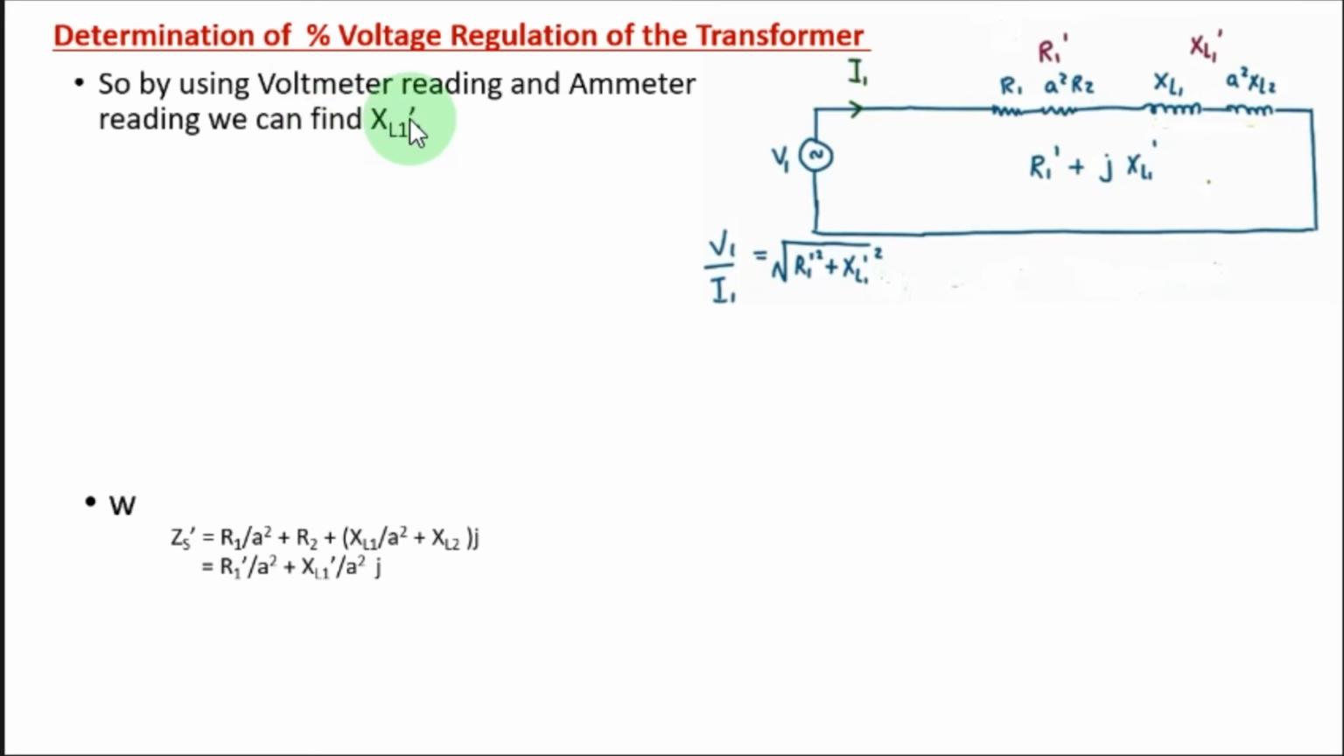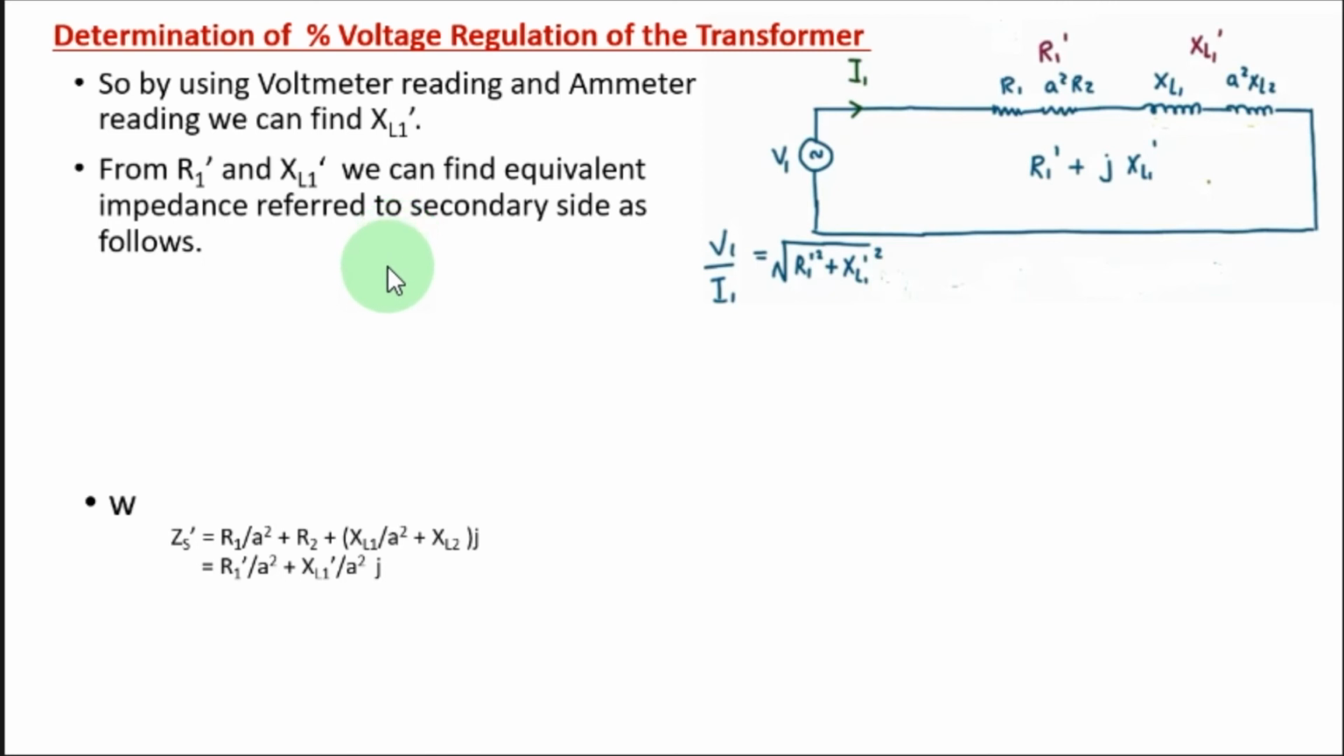By using the voltmeter reading and ammeter reading, we can find XL1 dash as well. If you know R1 dash, you can find XL1 dash using the voltmeter and ammeter readings, because V1 over I1 is equal to the square root of R1 dash squared plus XL1 dash squared. So when you know R1 dash, then you can find XL1 dash.